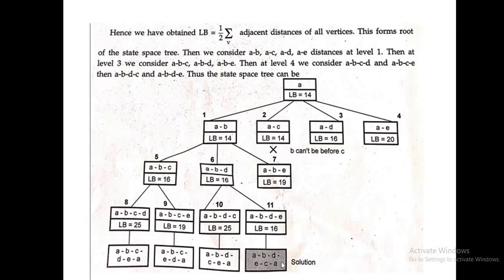Finally we got the solution: AB, DE, CA, which has the lowest bound compared with the others. It is the shortest path for the traveling salesman problem.